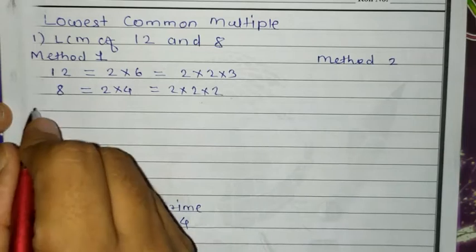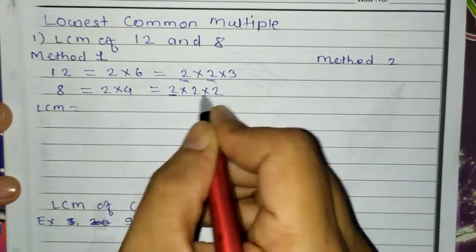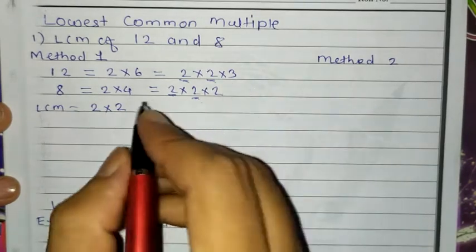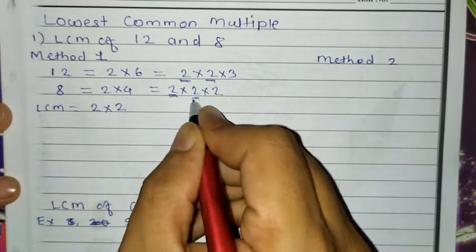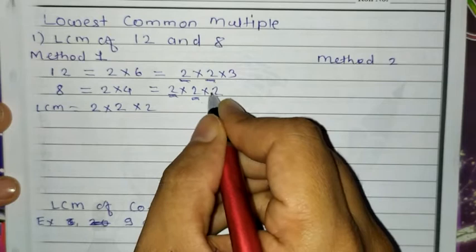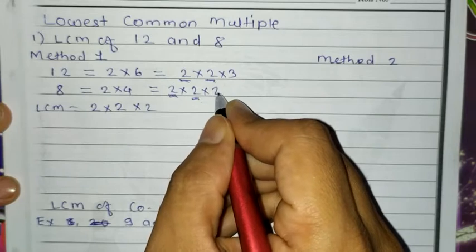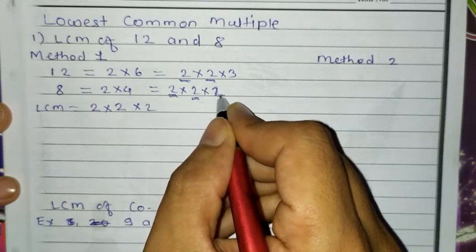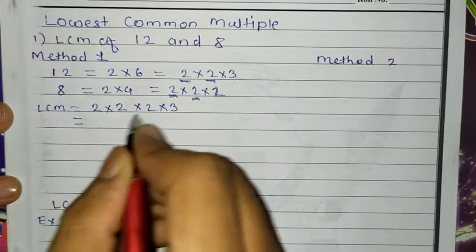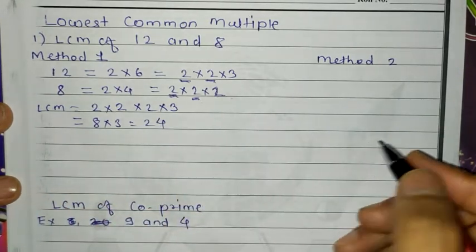Now when you do the LCM, you have to pick up the common numbers first. So 2 is common, here also 2 is common, so 2 into 2. Then the uncommon numbers you have to write. These are the common ones that we already wrote. The uncommon number is 2, because we did the pairing of 2 and 2, but we didn't do the pairing here, so you can make it separate as an uncommon number. Then the remaining is 3. Finally you do the multiplication, so 8 into 3 is 24. So 24 is the LCM.